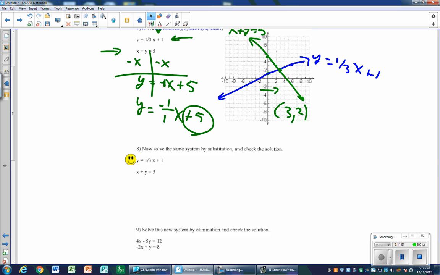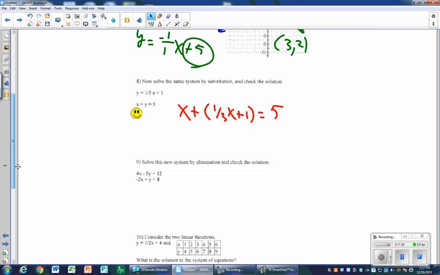This says everywhere you see a y, write 1/3 x plus 1. The first thing is not a y, it's an x. The second thing is not a y, it's a plus sign. Then we have a y, 1/3 x plus 1. Then we have an equal sign, and then we have a 5. We're not distributing because it's not touching the parenthesis.